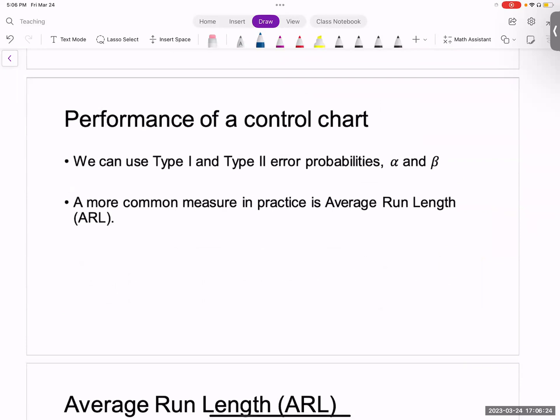Now, so far we have looked into type 1 and type 2 errors. We have looked at different ways of computing type 1 and type 2 errors, and we've got good understanding about type 1 and type 2 errors. The problem with type 1 and type 2 errors is that they are a little bit less intuitive.